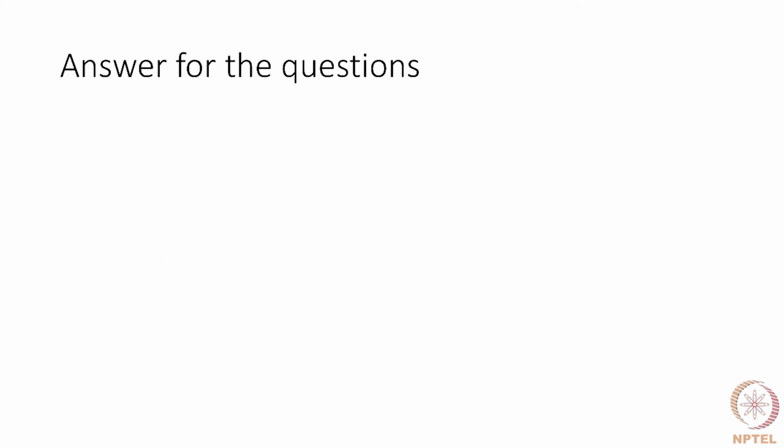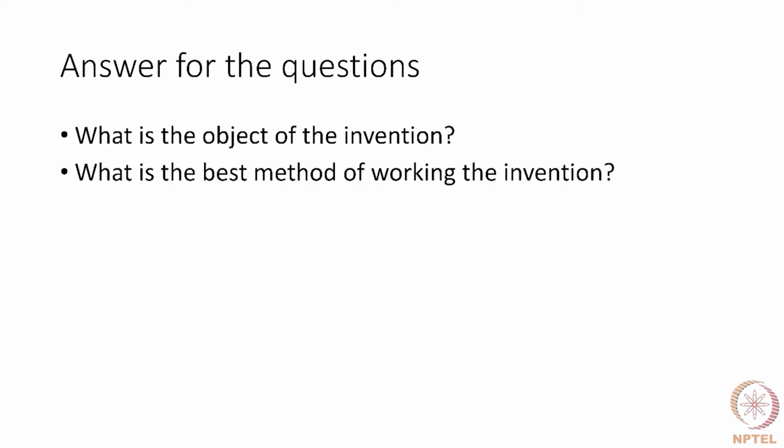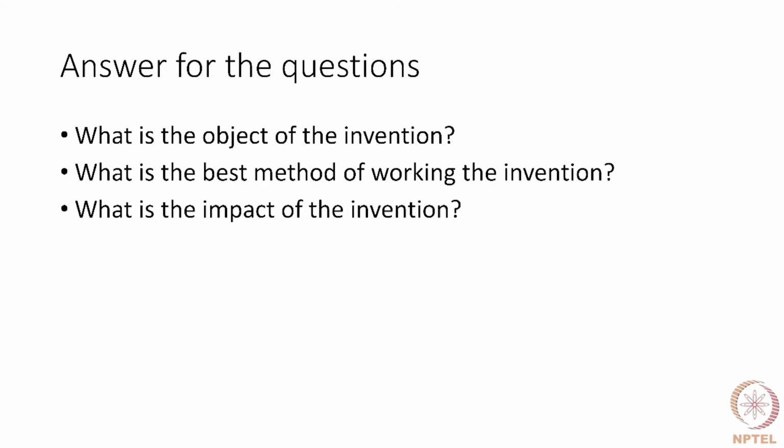Now, during the search, you are looking for answers to certain questions like what is the object of the invention? What is the best method of working the invention, and what is the impact of the invention? Once you understand this, it is easier for you to do the search because most likely an existing patent would claim the best method of its working, would describe its object and the impact too.